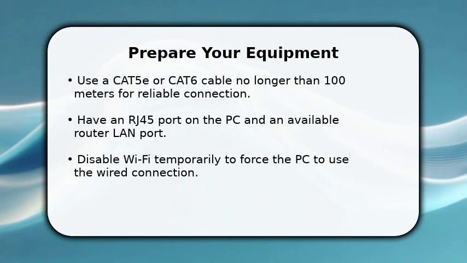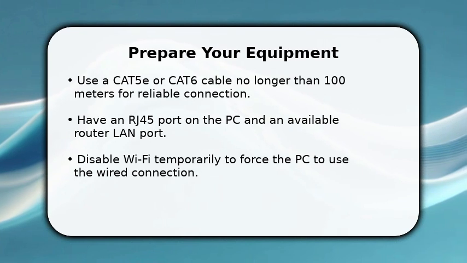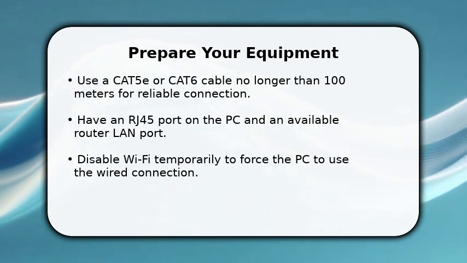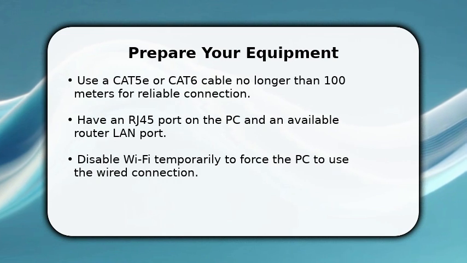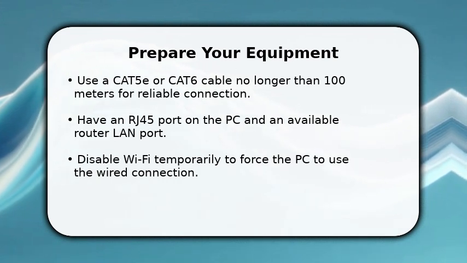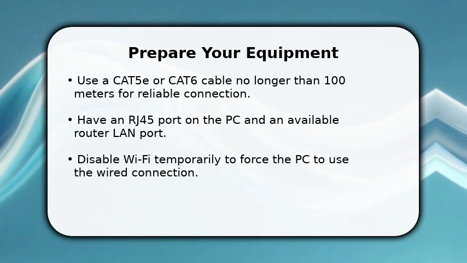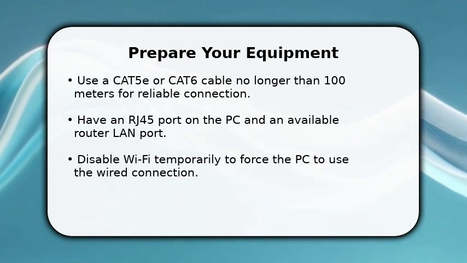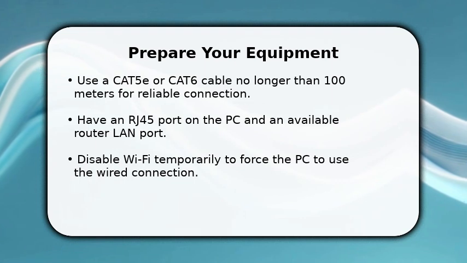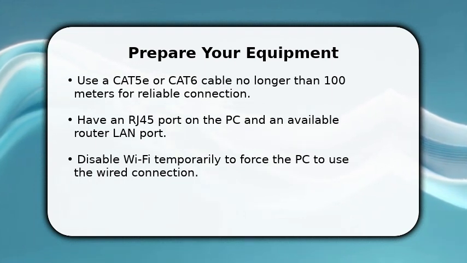Start by gathering a CAT5E or CAT6 Ethernet cable and your router. Check that the cable is no longer than 100 meters. Inspect both ends to confirm intact RJ45 connectors. Verify your PC has an RJ45 port and that a router LAN port is free.